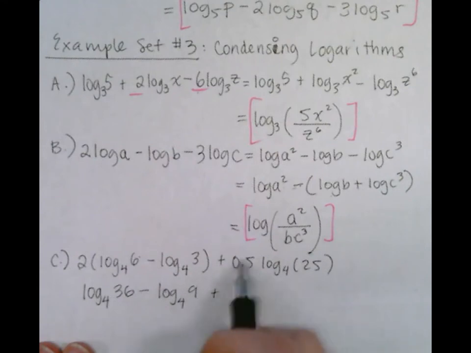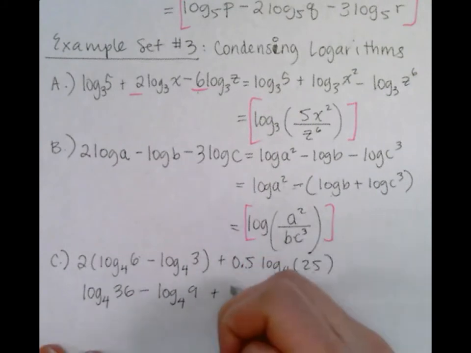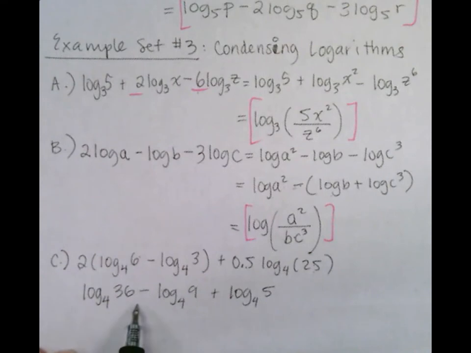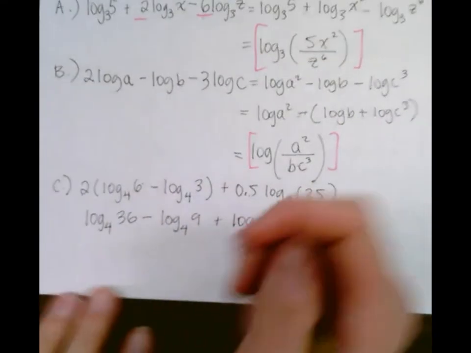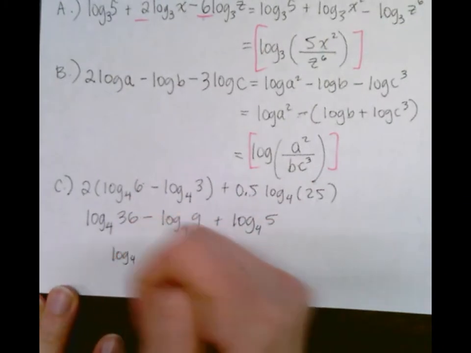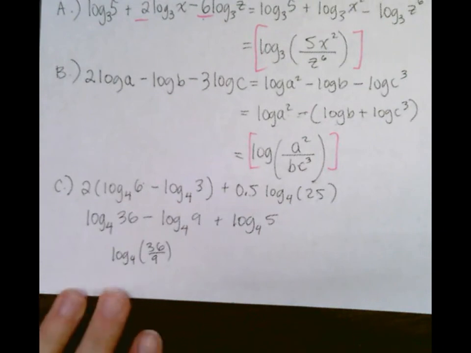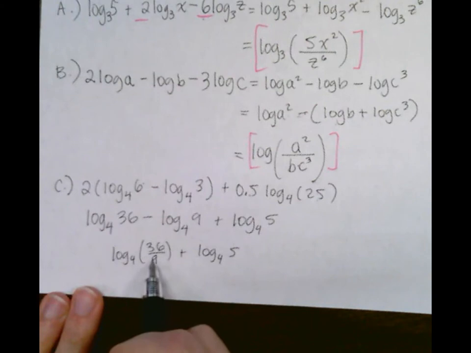Plus, now to deal with this exponent, 25 to the 0.5 power, that's like 25 to the 1/2, which is like a square root. So this becomes log base 4 of the square root of 25, which is 5. So we were able to simplify that pretty nicely. So from here I know the subtraction sign means to divide. So I'm going to do log base 4 of 36 over 9, plus log base 4 of 5. Well, now I can actually simplify 36 over 9.